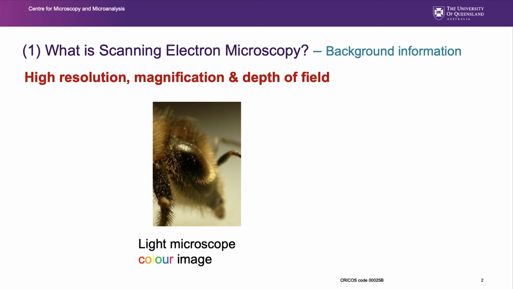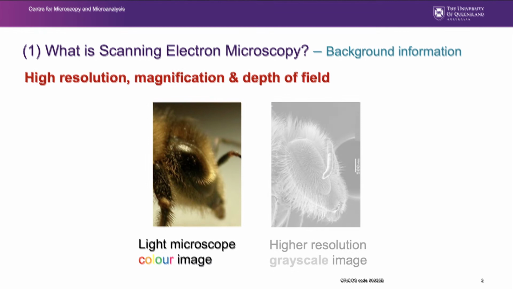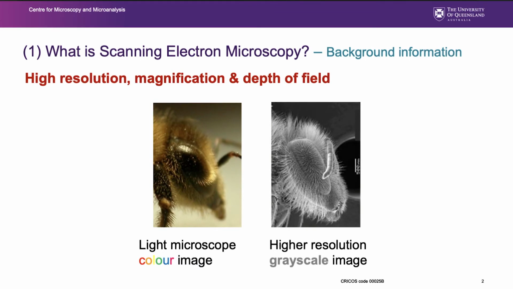You can see in this image that the eye is definitely in focus. It's always a good thing with a biological specimen to have the eye in focus, if nothing else. But we are limited with a light microscope in terms of that depth of field. You can see with the SEM image that we've lost the colour. We no longer have the wavelengths of light, we only have the wavelengths of electrons.